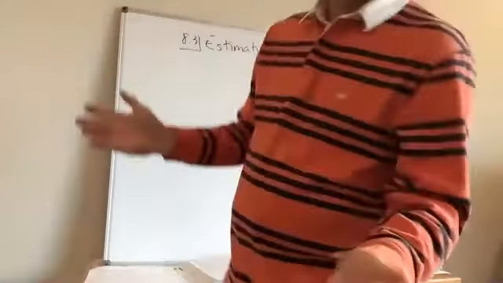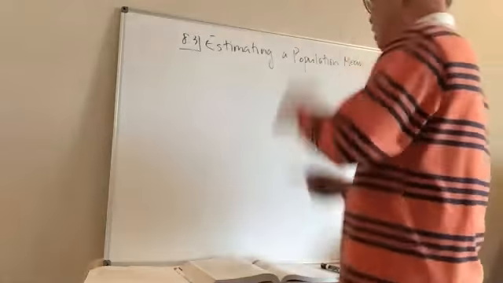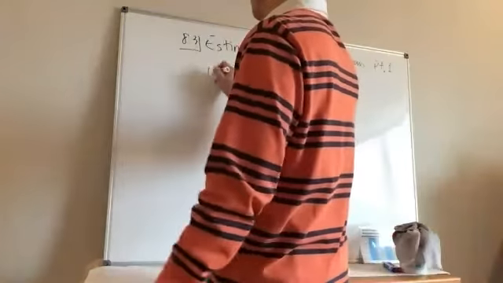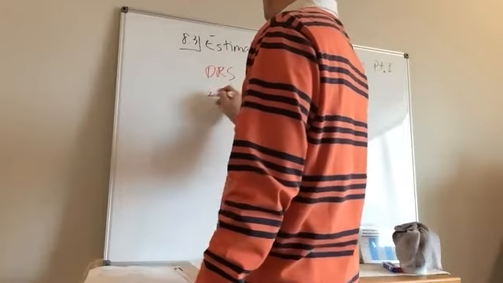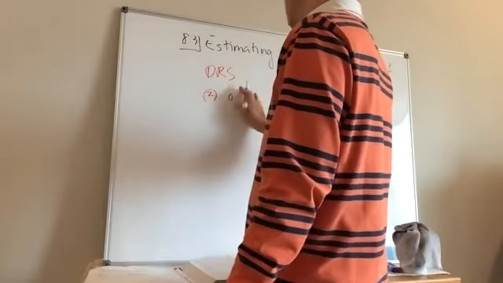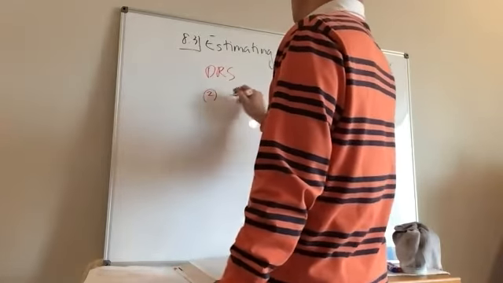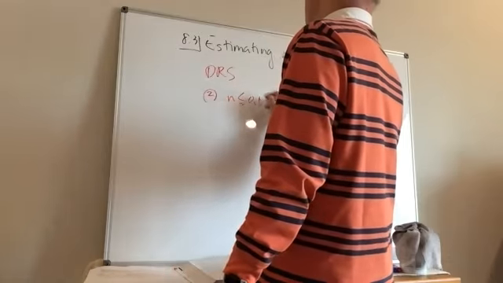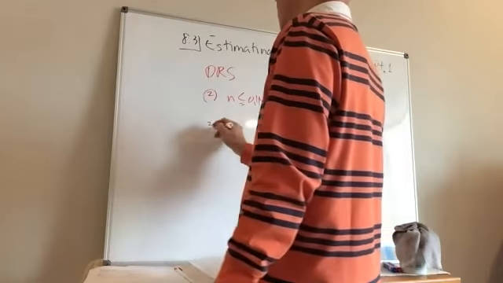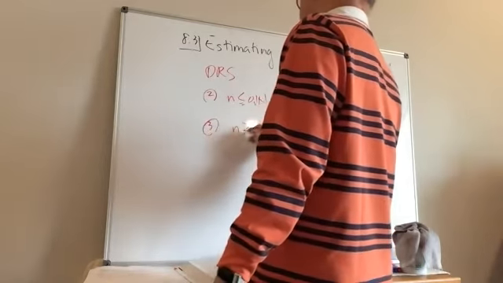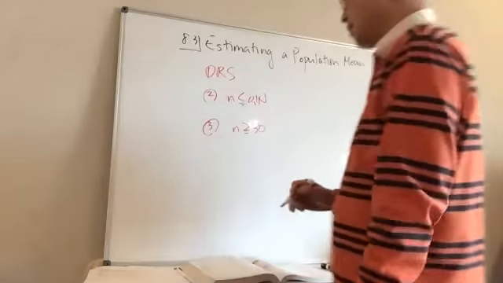What was that from? The central limit theorem, right? Central limit theorem. So again, your first condition is going to be a random sample. The second one is that you cannot oversample, right? The third one is that n has to be greater than or equal to 30.